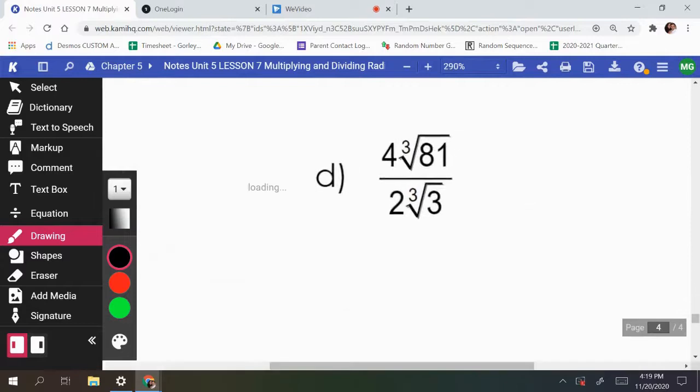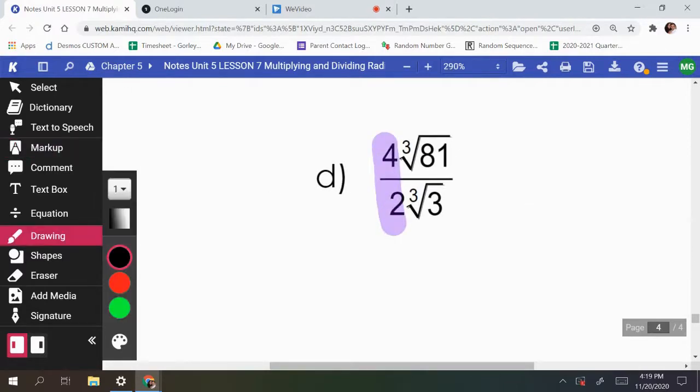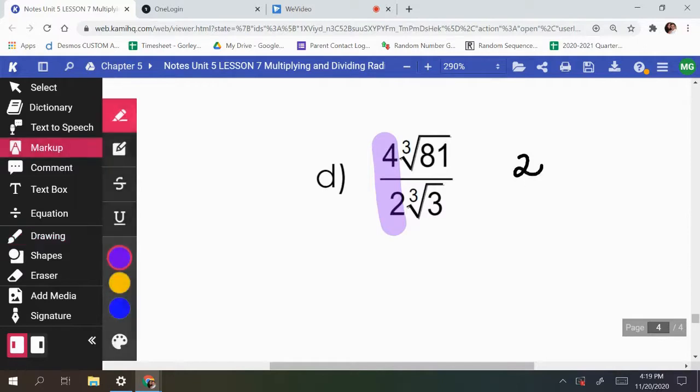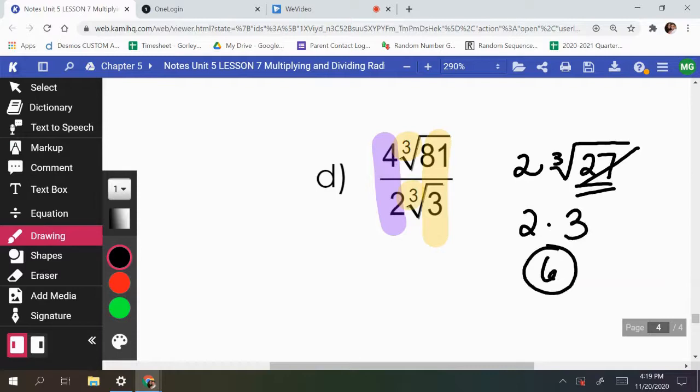Over here, let's try to divide 4 by 2. That's going to give me 2. And we'll try to divide the cube root of 81 by the cube root of 3. I can only do that because the index is the same. So I get the cube root of 27, which is perfect, right? So that'll be 2 times 3, which is 6 right there.